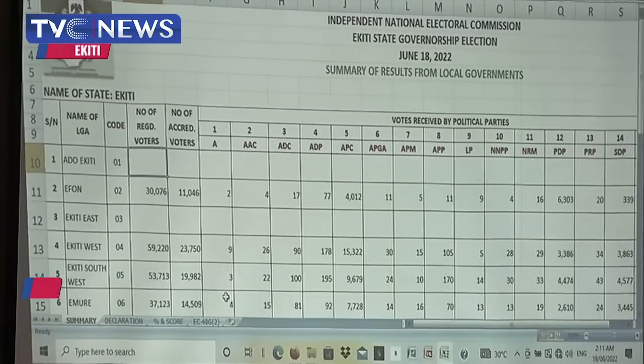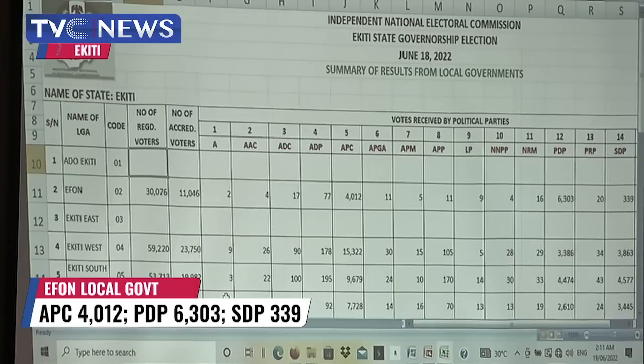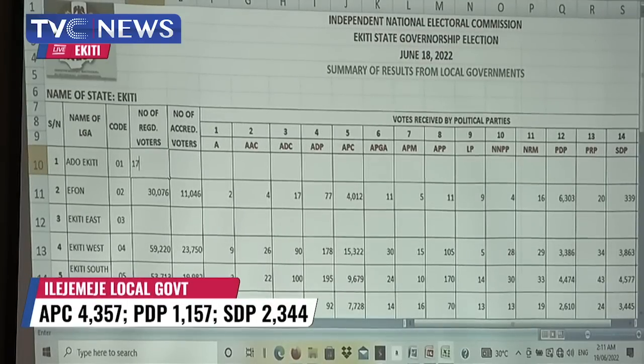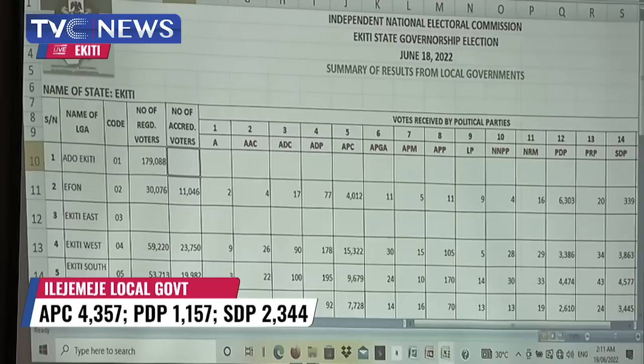My name is Wole Michael Olatoku, Professor of Information Science, University of Ibadan. And my EO is Akinyemi Shamsuddin. So I was the collation officer of Ado Ekiti. There were 13 registration areas. The number of registered voters is 179088.